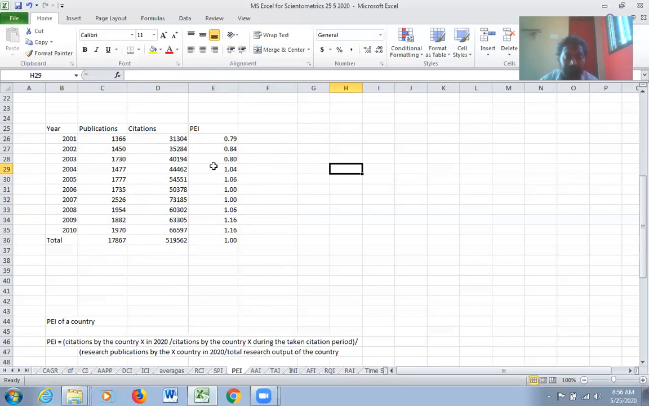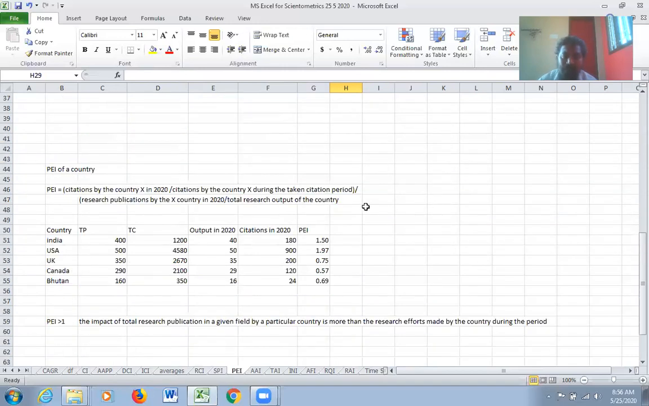Fine. And if you see here, the highest PEI is for 2009 and 2010. It has got 1.16, more than the average. And it is least, maybe 0.7, in the first year, where you get comparatively fewer citations and the efficiency is less. So when your publication efficiency index is more, it means that your papers are well received, well acknowledged, and well cited by the people in the particular discipline.